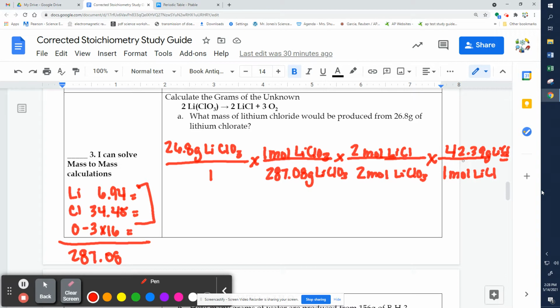Now, the last step for all that equation is to put it in a calculator. How I do it is if it is on top, you are going to multiply. If it is on bottom, you are going to divide. You can ignore the ones. So right now in my calculator, I'm going to take 26.8 times 2 times 42.39. And then I am going to divide that by 287 divided by 2 and hit enter.